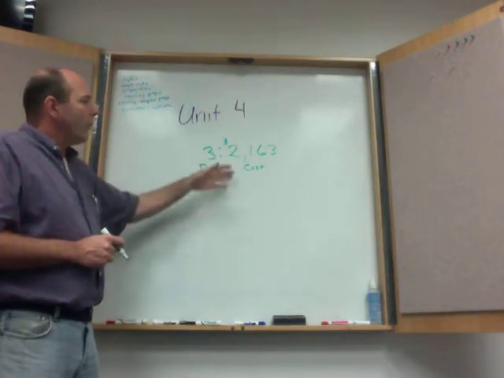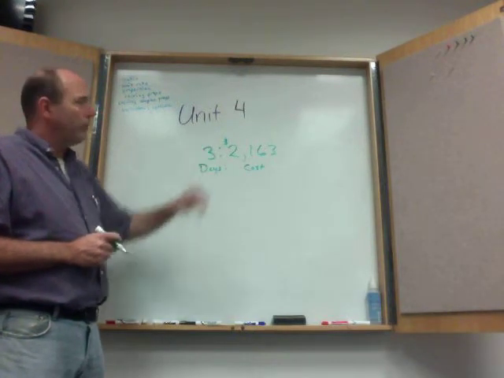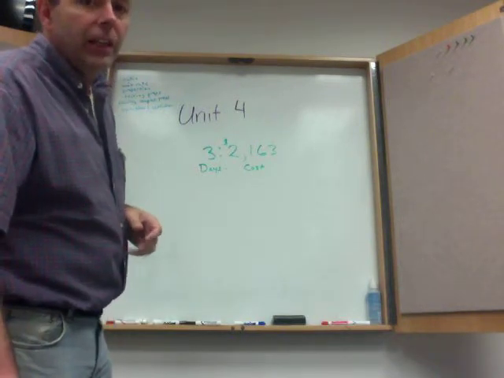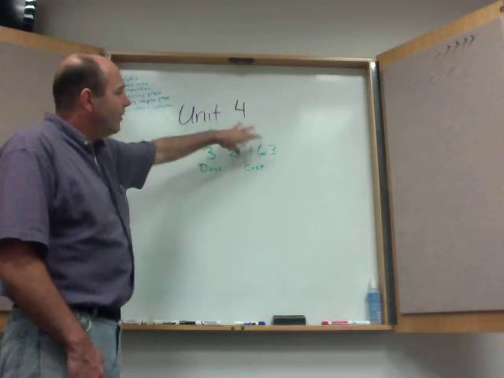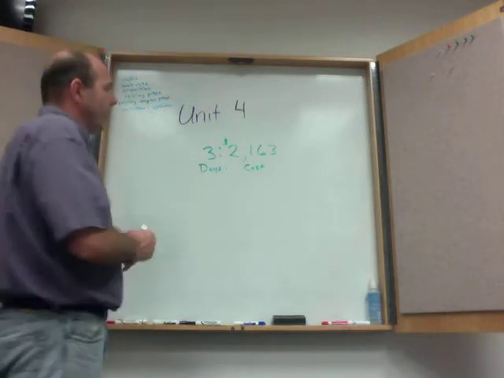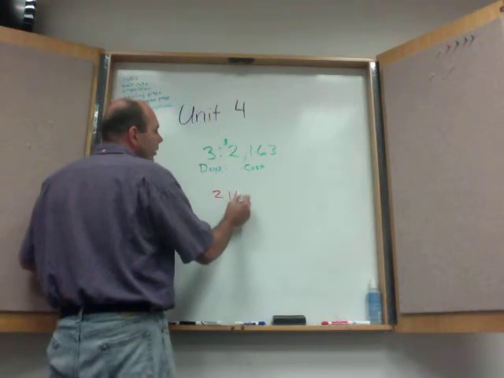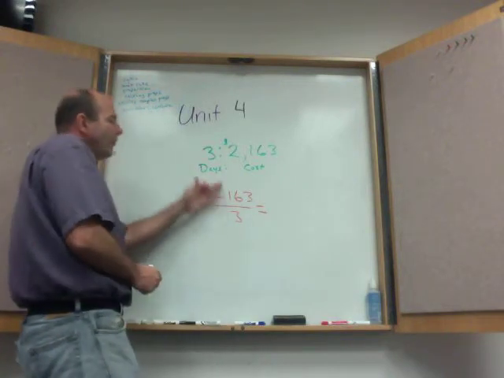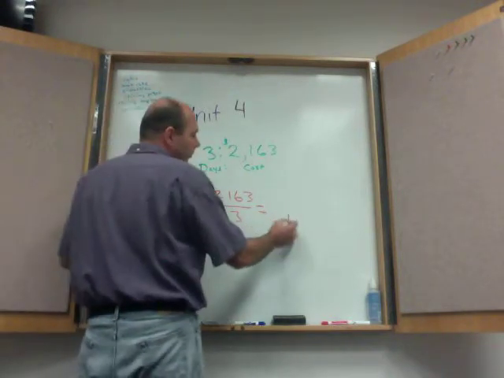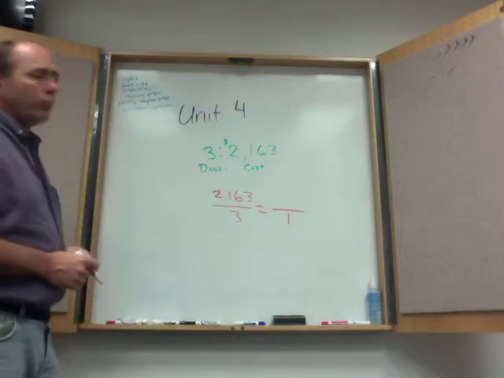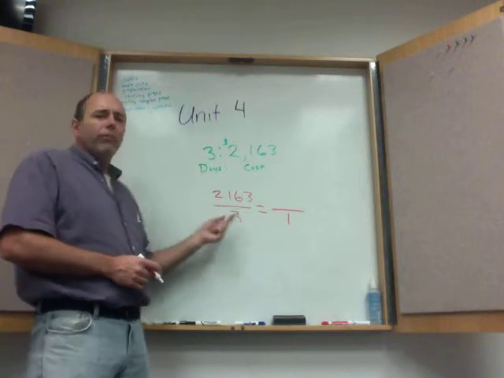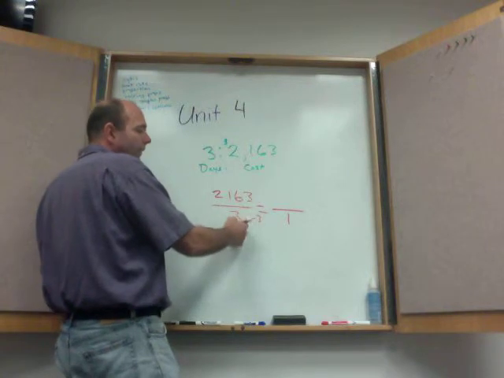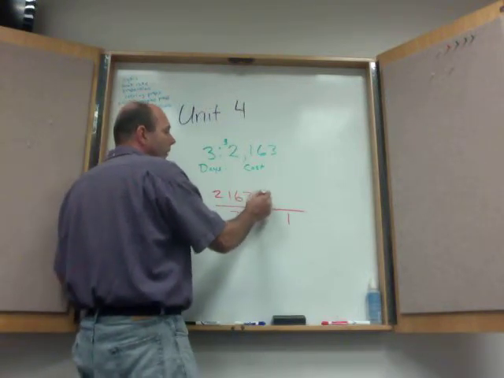Basically what I'm doing is I'm going to use the smaller number. 3 is definitely smaller than 2,163, so I want that in the denominator. I'm going to set this up as a fraction with the smaller number in the denominator: 2,163 over 3. Now, to find a unit rate, I have to make my denominator equal 1. So I will put that in there as 1. How do I get from 3 to 1? That's simple. I divide by 3. Well, if I divide the denominator by 3, I must divide the numerator by 3.